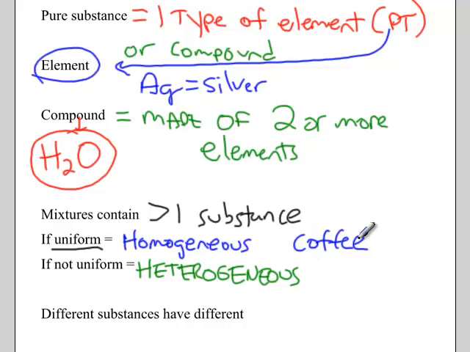A heterogeneous mixture is when it is not uniform. So instead of just black coffee, if you had iced coffee, now you have a mixture of coffee and ice, and that sample is no longer uniform. That would be a heterogeneous mixture.